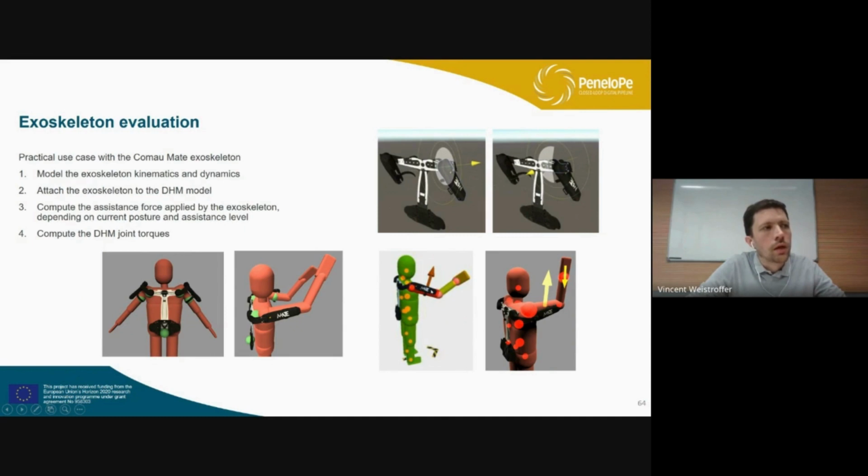And at the end, we use this as input. We use this as an external force applied to the digital human model. And in the end, we're able to compute all the digital human model joint torques, internal joint torques, that are necessary to maintain this posture.